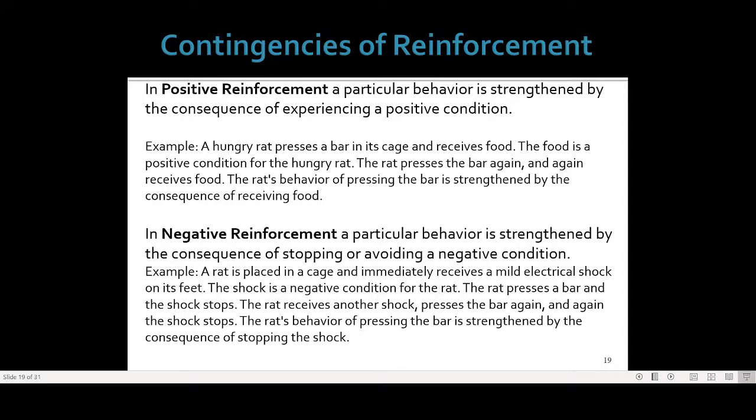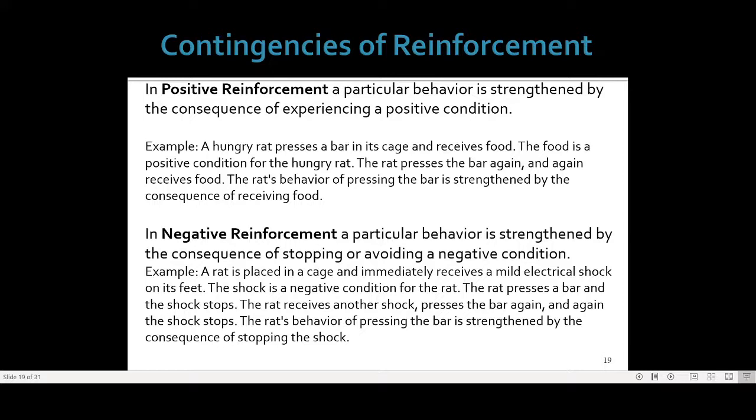When he presses the bar, he receives the food. The food is a positive condition for a hungry rat. The rat presses the bar again and again and receives the food. So the rat's behavior of pressing the bar is strengthened by the consequence of receiving the food. That's an example of positive reinforcement.